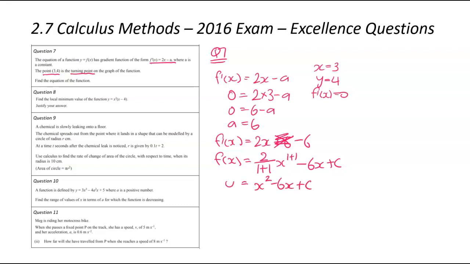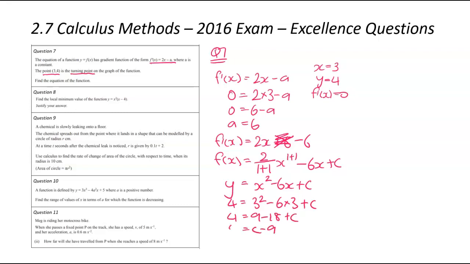And this here is our function. So that's the same as saying y is equal to x squared minus 6x plus c. And back to the information that we know above. We know the x and we know the y. We can substitute both of them in, and then we can solve for c. So that means 4 is going to be equal to 3 squared minus 6 times 3 plus c. So 4 is going to be equal to 9 minus 18 plus c.